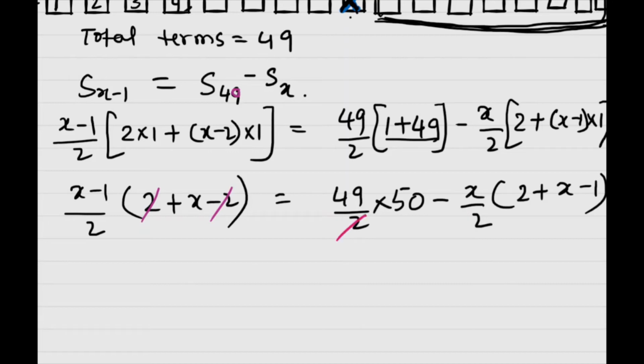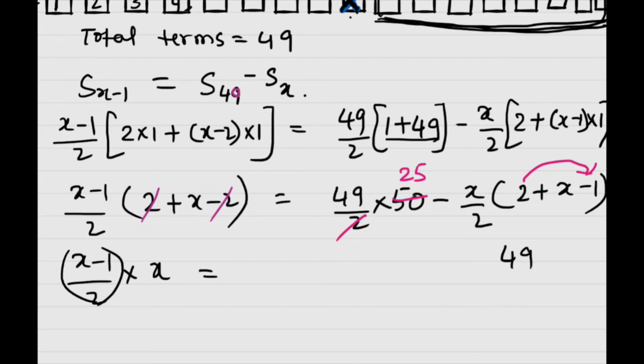Here you can cancel 2 with 50, so 2 25s are 50. Okay, now 2 minus 1, here 2 minus 1 you will get plus 1. So again let us move forward for the next step. x minus 1 by 2 into x, so this will come in bracket, equal to 49 into 25. Calculate 49 into 25 fast.